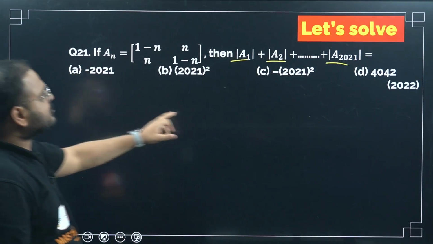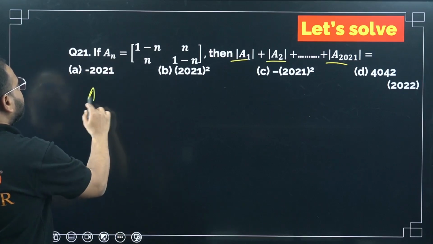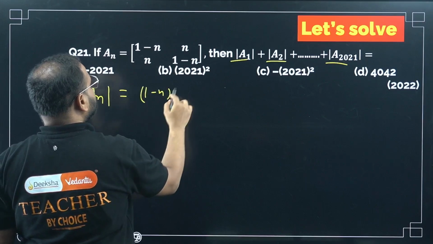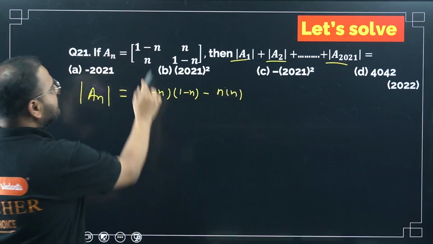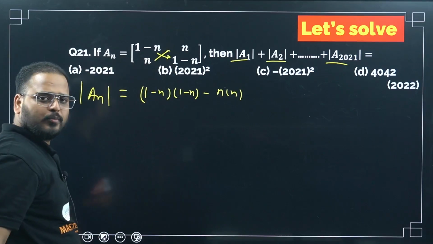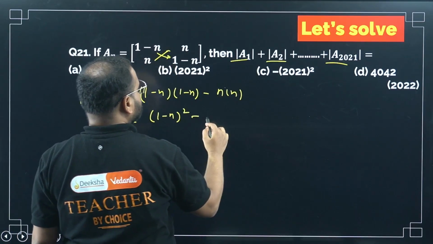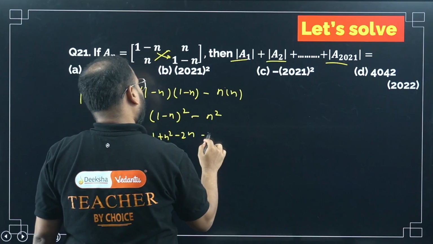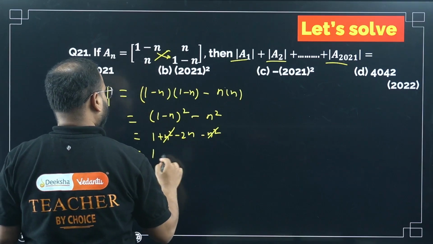What's my n value in this question? n value is 2021. We'll see that later. Right now, let's find the determinant of A n. It will be simply (1 minus n) times (1 minus n) minus n times n: this times this minus this times this for a 2 cross 2 matrix. Please check: (1 minus n) whole square minus n square. Please check: 1 plus n square minus 2n minus n square. Answer is 1 minus 2n.